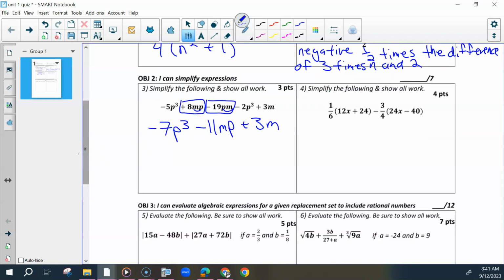This one, for the most part, we did fine. Distribute the 1/6 and the negative 3/4. Trying to remember answers. 2x plus 8 minus 18x plus 30. So some of us got this wrong because we put minus 30 instead of plus. So double check your math. Then combine like terms.